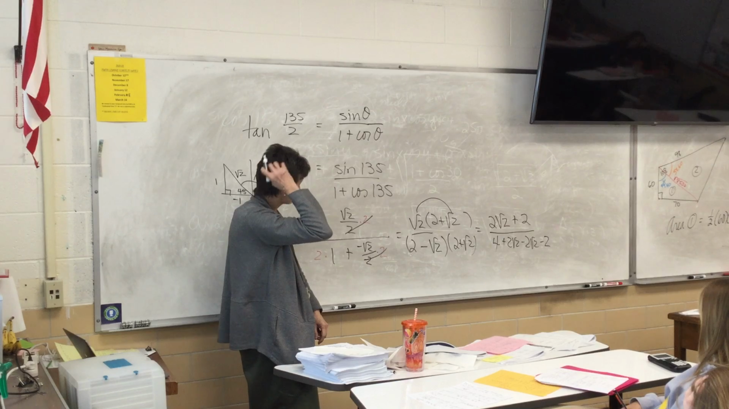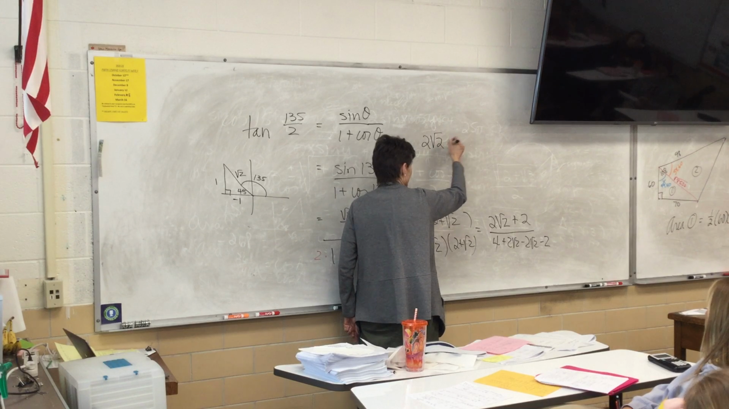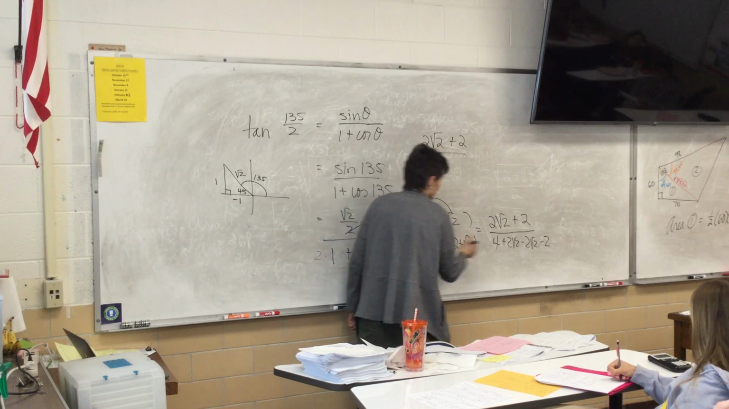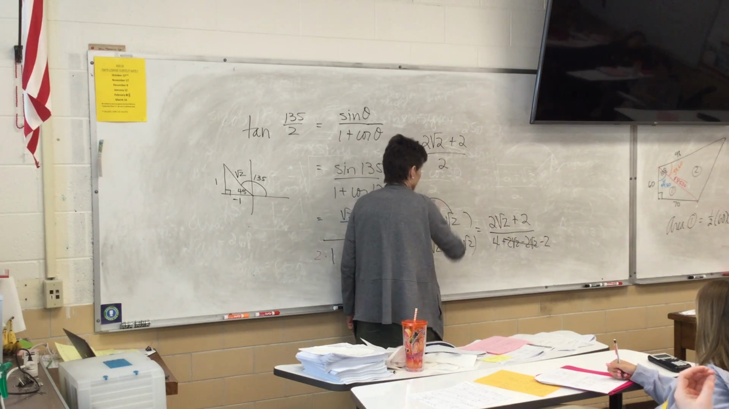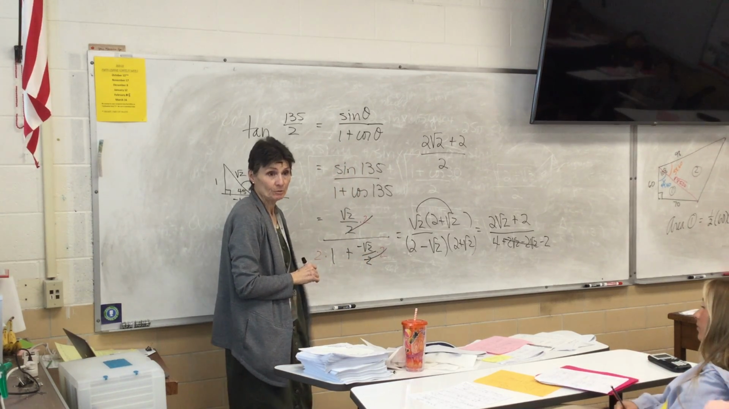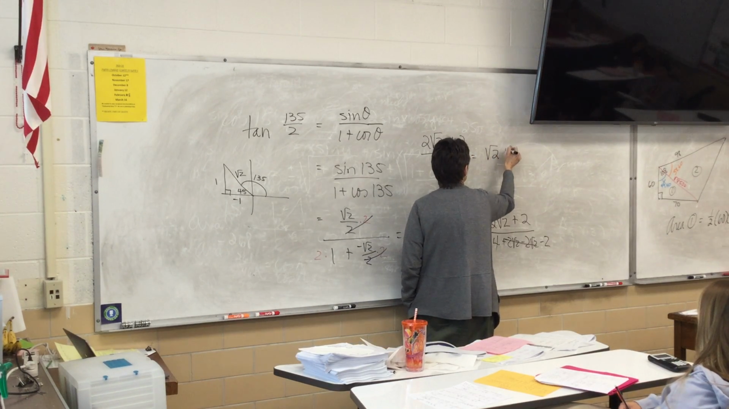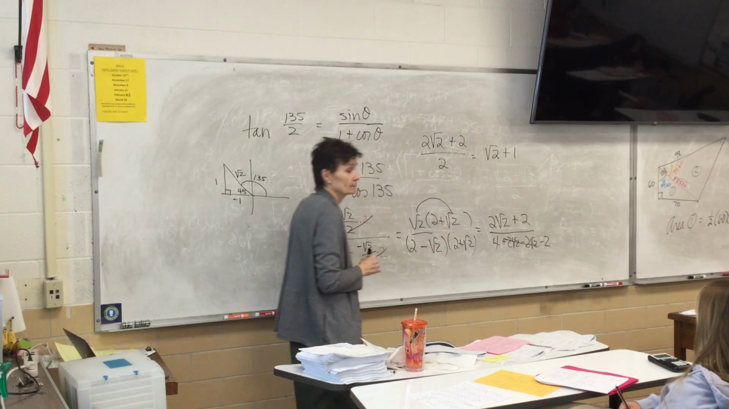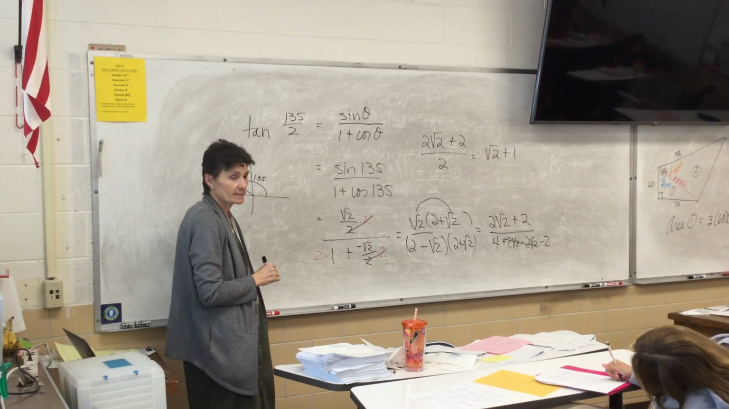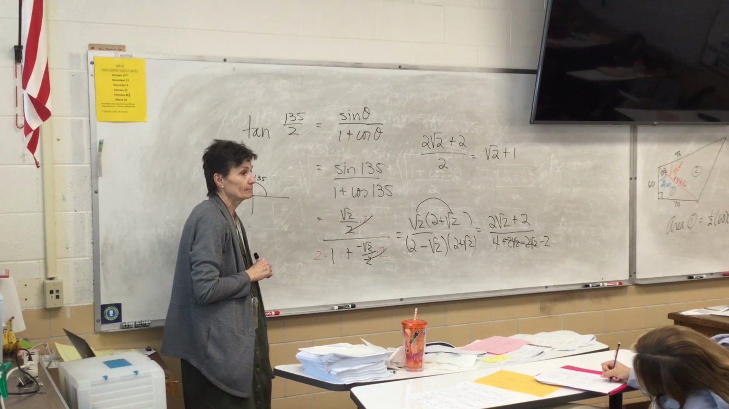All right, so what have I got? This is like the never-ending problem. Let's see, what have I got here on the bottom? Do I just get 2 on the bottom? Yes. And now we can divide out a 2. So that'll leave us with root 2 plus 1. And that's it. That's the tangent of 67.5.